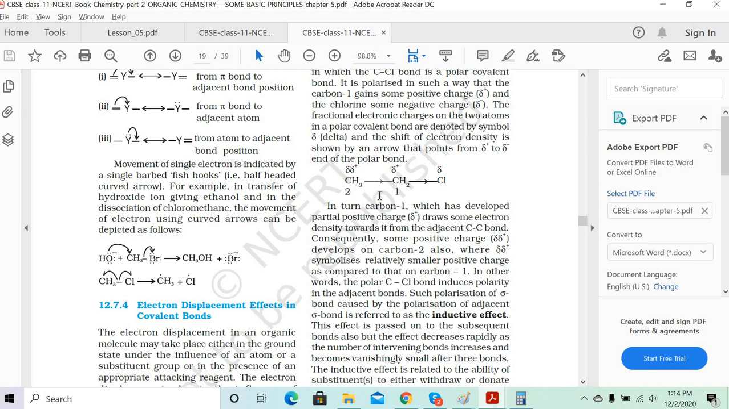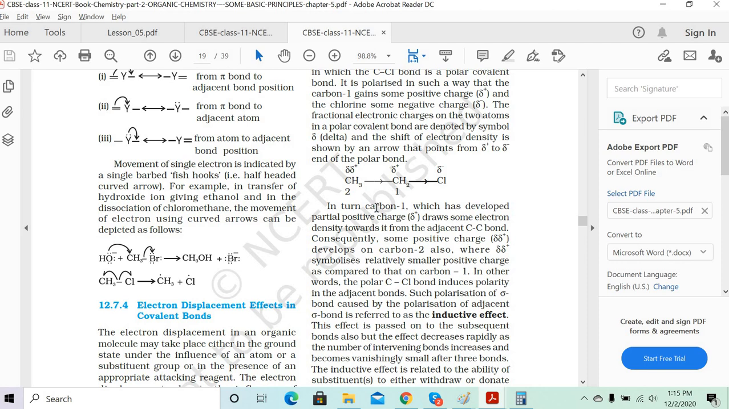So in this, where is the least inductive effect? On the second carbon atom, right? Because it was this one. So if there is a third carbon atom, that will be much lesser, no? It will be less. Got it, no? You are getting it?